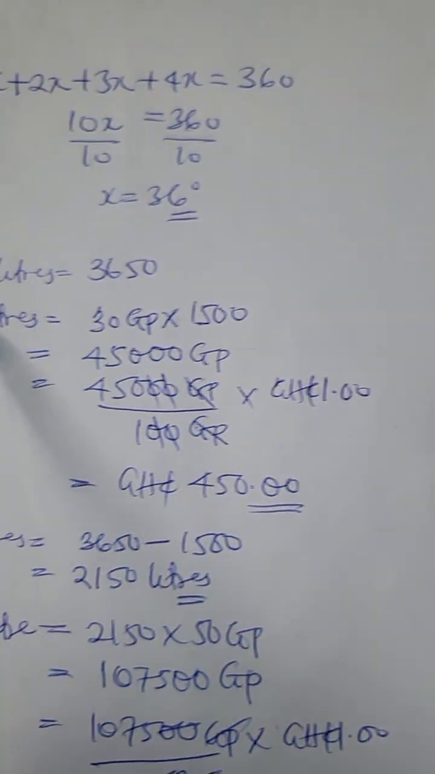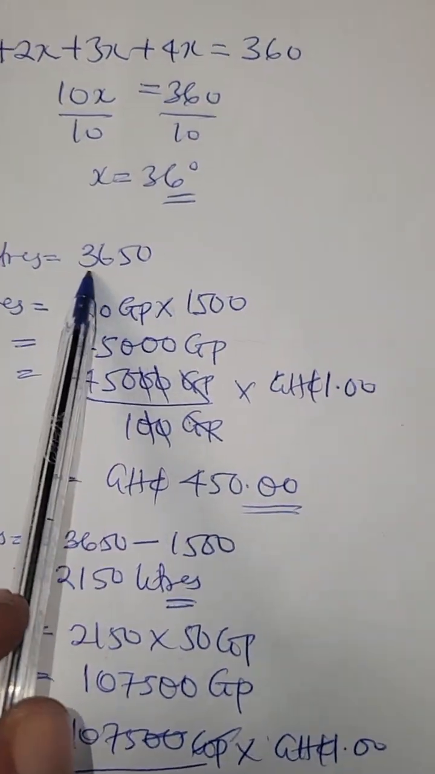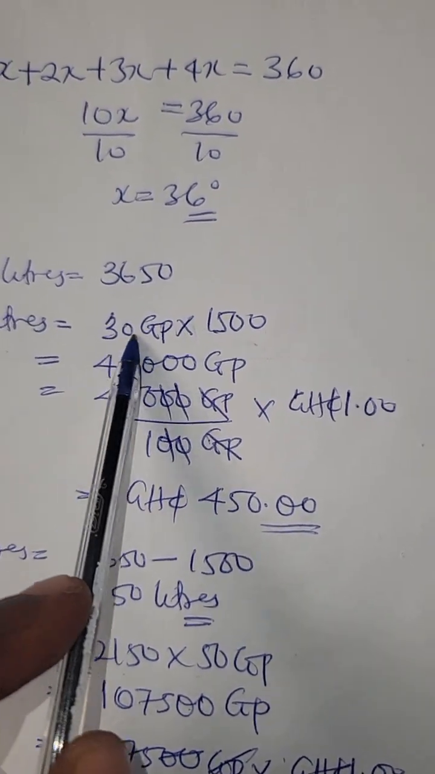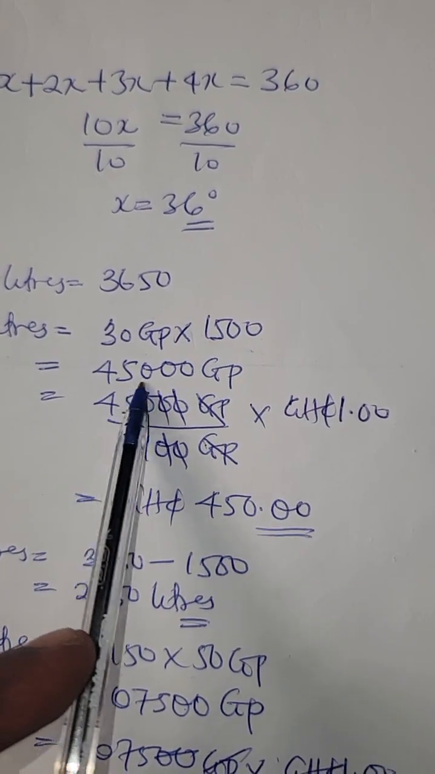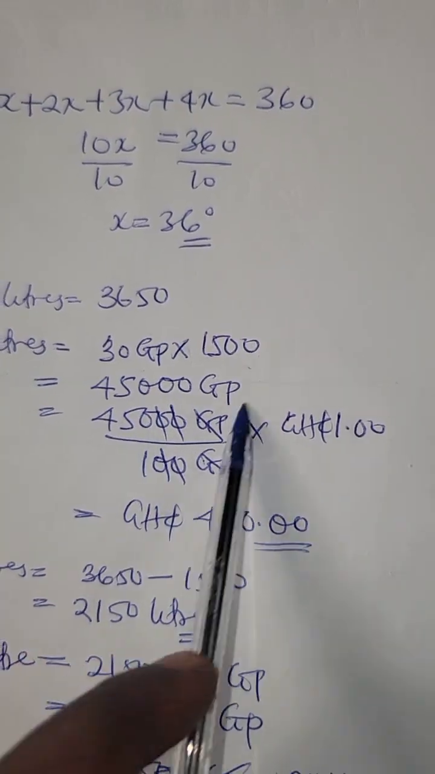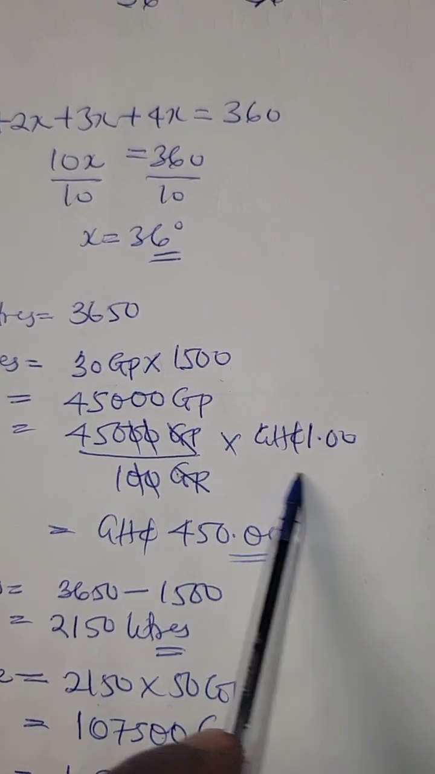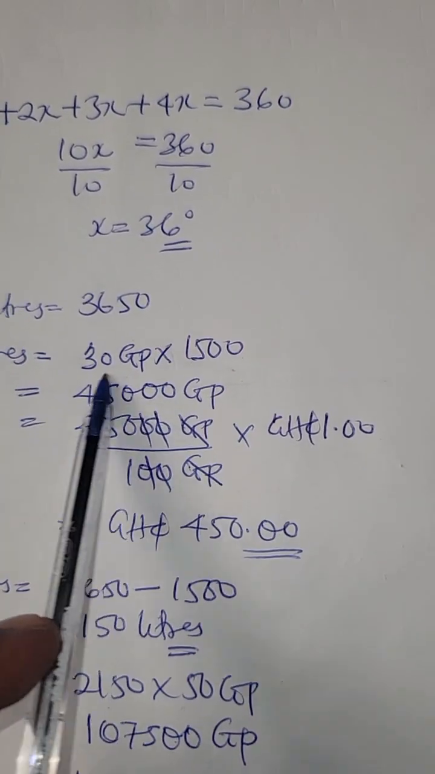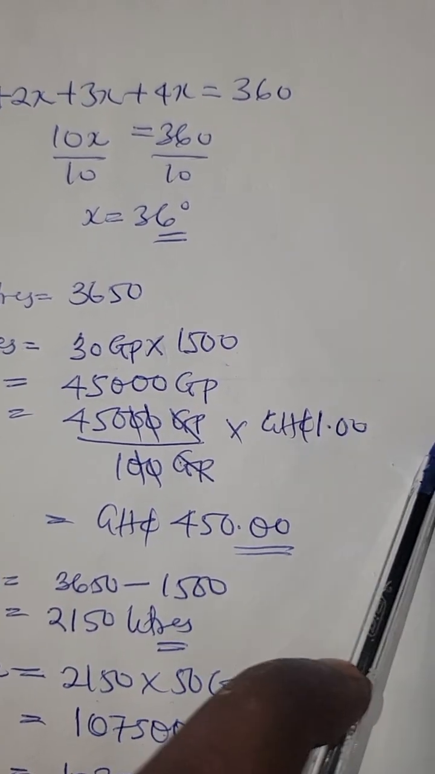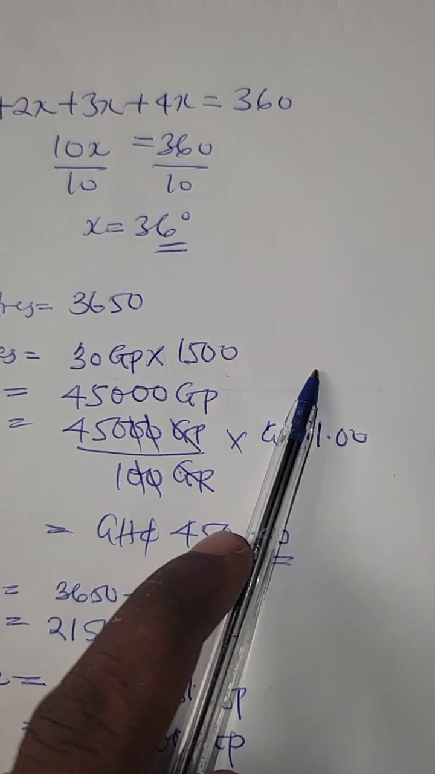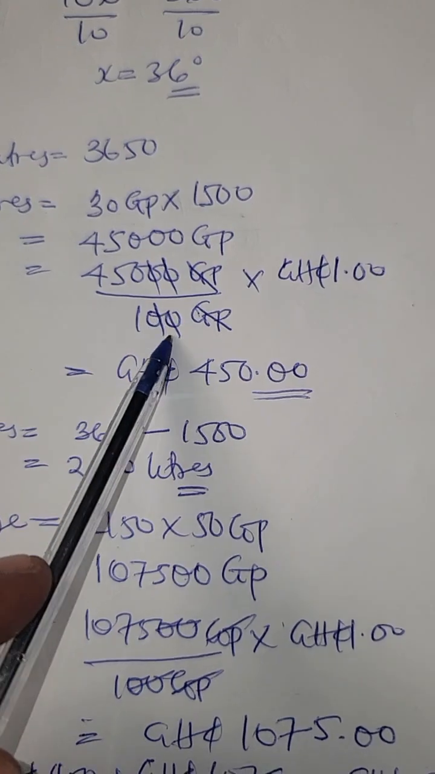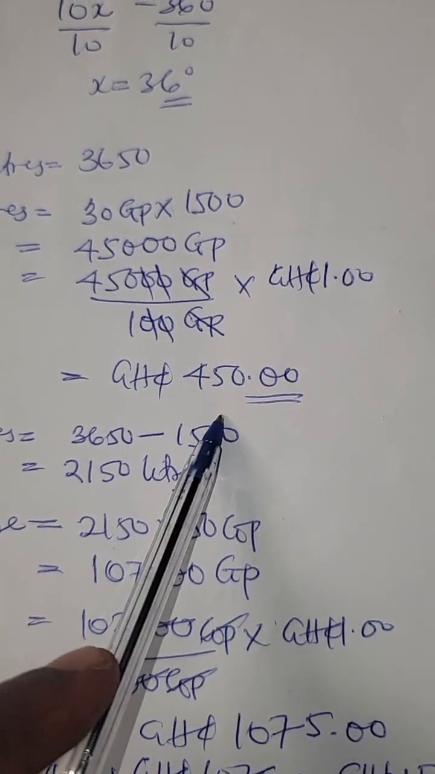So the number of liters used is 3,650. The first 1,005 is 30 pesos per liter. So multiply 30 pesos by 1,005, you get 45,000 pesos. We change to Ghana cedis. If you are changing to Ghana cedis, divide the pesos by 100 and multiply by 1 cedi. That's the easiest way. If you are changing from Ghana cedis to pesos, multiply the Ghana cedis by 100 pesos and divide by 1 Ghana cedi. And that's how it works, the reverse. So then the trailing zeros go off. We have 450 times 1, and that's 450 cedis.